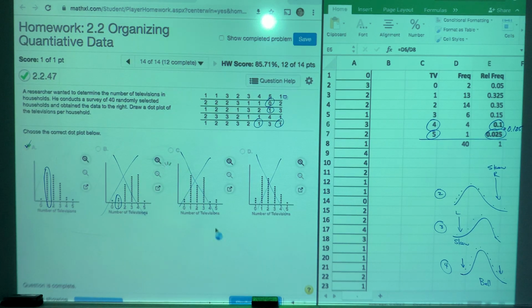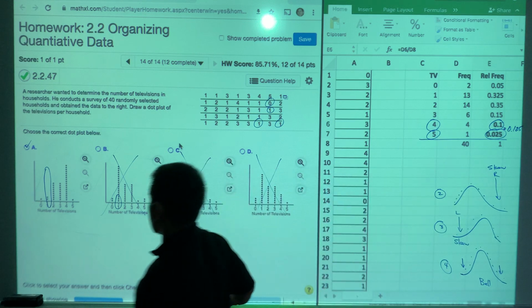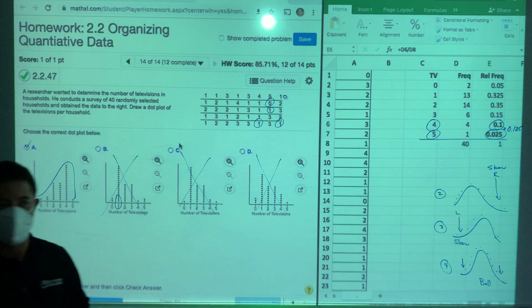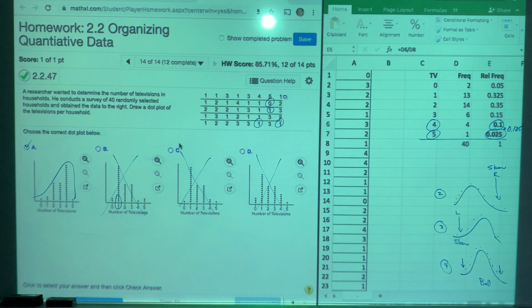Now, last part of the day. Oh, that's it. We're done. Well, that does it. I thought they were going to ask for a skew, but if they did, I would probably say this is skewed to the left. Got it? That'll do it.